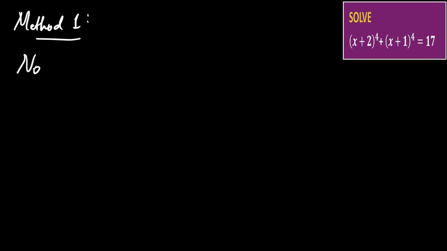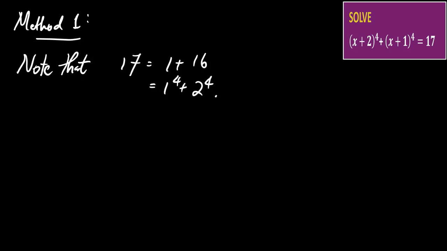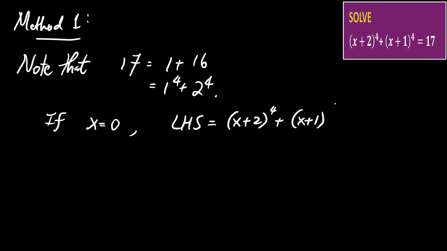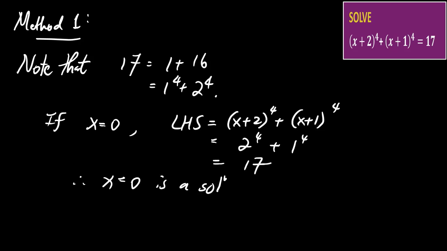Method 1. We note that 17 equals 1 plus 16, which is 1^4 plus 2^4. So if x equals 0, the left-hand side of the equation, (x+2)^4 + (x+1)^4, will be 2^4 plus 1^4, which equals 17. x equals 0 is a solution.